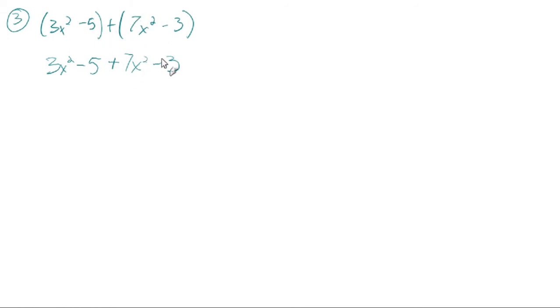So we just want to add everything together, which means we want to collect like terms. In this case, 3x squared plus 7x squared is 10x squared. We have two constant terms, and they total negative 8. So pretty straightforward. Since you're just adding, you just want to add everything in these parentheses.